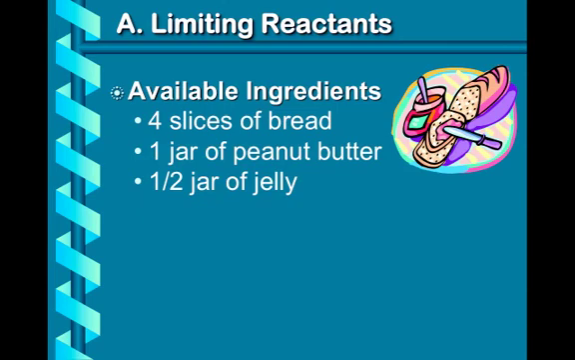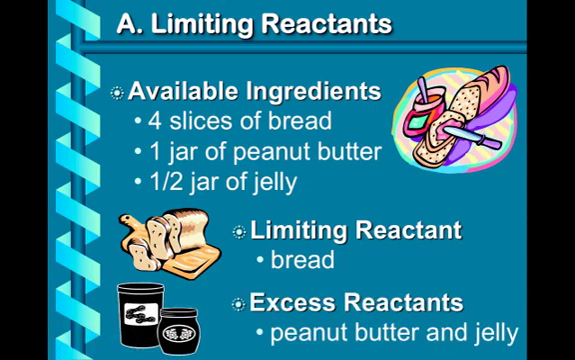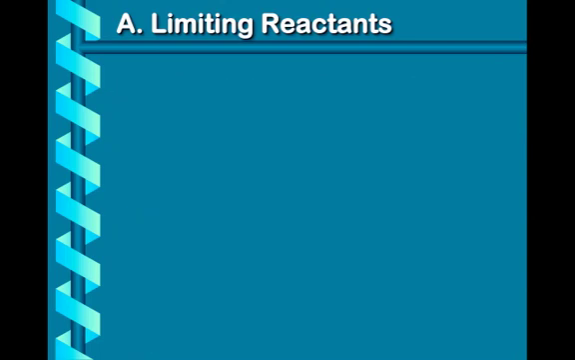If we have 4 slices of bread, we can only make 2 whole sandwiches, or, like I like to eat a peanut butter jelly sandwich, we can only make 4 half sandwiches. So, what limits us is the bread. What we're probably going to have left over, or in excess, will be the peanut butter and jelly. So let's apply this to a real world situation, and let's get some definitions first.